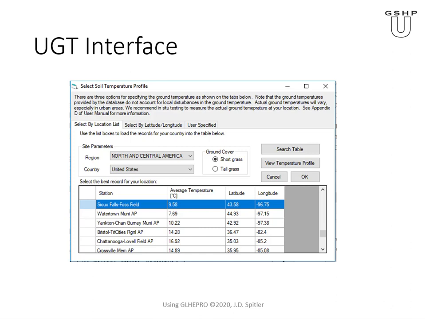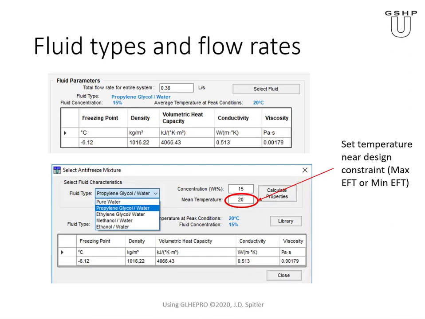Okay, the actual interface in GLHE Pro, we'll look at this later, but this is the interface. You choose soil properties or soil temperature, I think, and you can choose for different continents. You can search the table. You can actually see the temperature profile if you'd like for a specific day, or at a specific depth versus time. Okay, when we do a live demo, we'll come back to that.